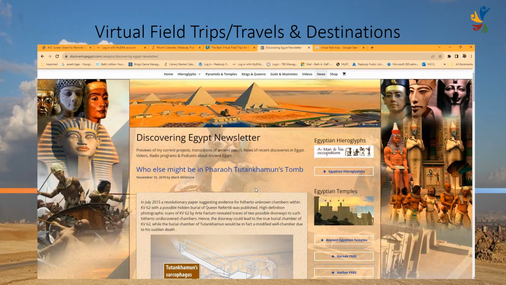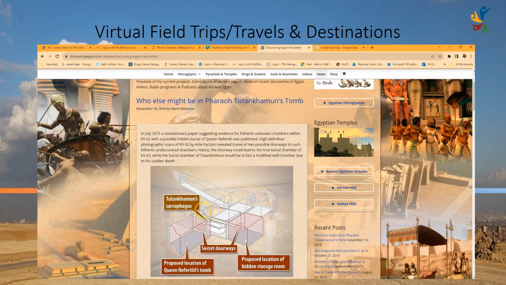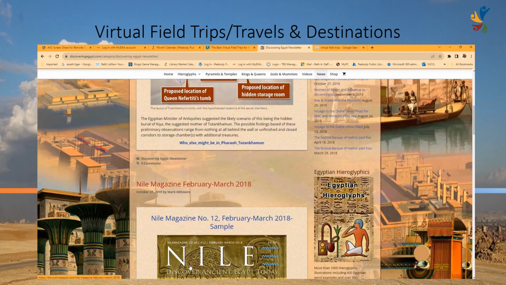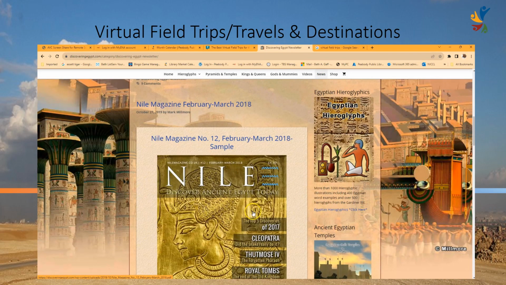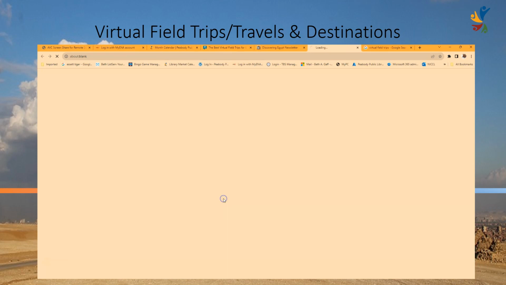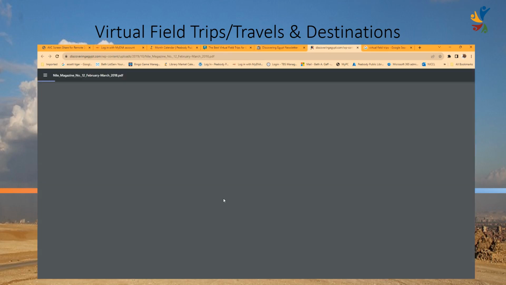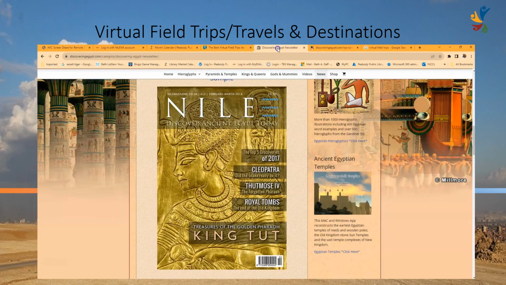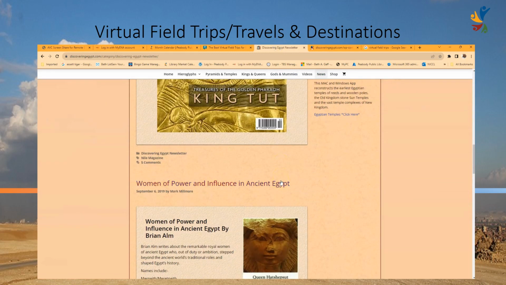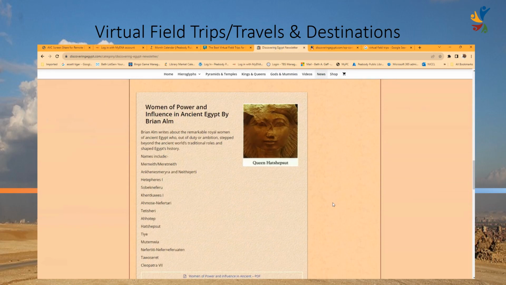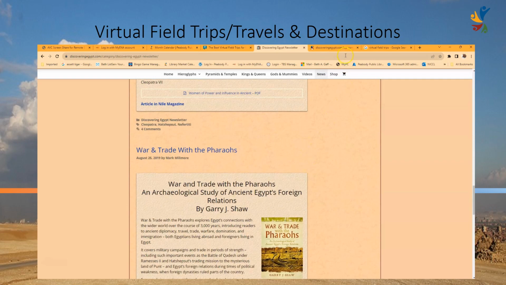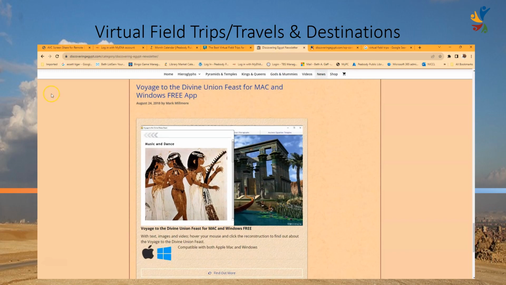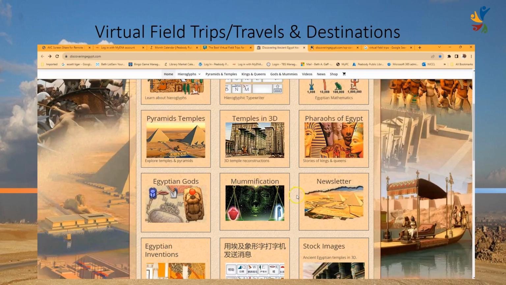Who else might be in Pharaoh Tutankhamun's tomb? So here's some of the tombs, secret doorways. So apparently they have a magazine called Nile. We'll let that load up. Women of power. So this talks about the women of the Egyptians. Still loading. Very interesting.